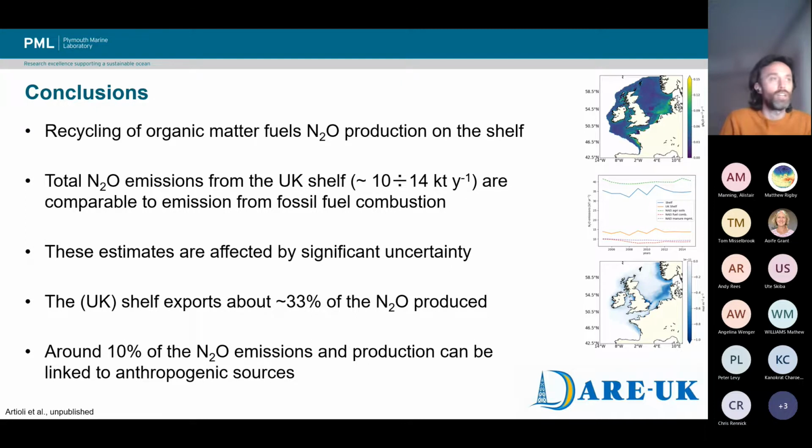Both the UK shelf as well as the global northwestern European shelf export about 33% of the N2O that is produced within the shelf to the Northeast Atlantic, and finally about 10% of the N2O emission and production from the shelf can be linked to anthropogenic sources. And with this, I'm happy to take any questions.